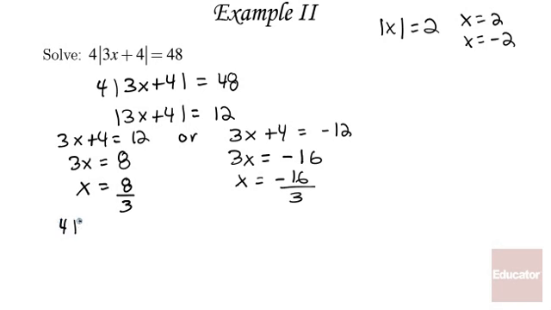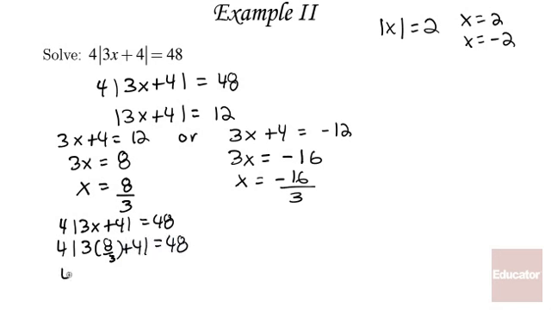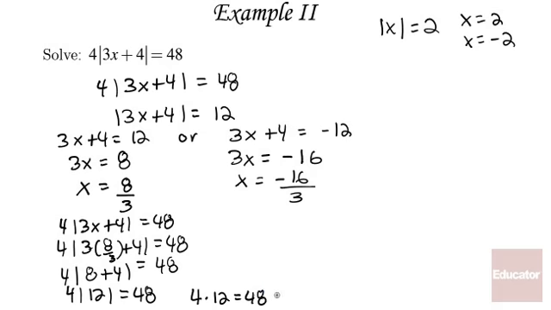So that's 4 times the absolute value of 3x plus 4 equals 48. First checking this one, 4 times the absolute value of 3 times 8/3 plus 4 equals 48. So the 3's cancel out, and that gives me 8 plus 4, equals 48. So 4 times the absolute value of 12 equals 48. The absolute value of 12 is 12. So 4 times 12 equals 48. And it does. So this is valid. So this first solution is valid.